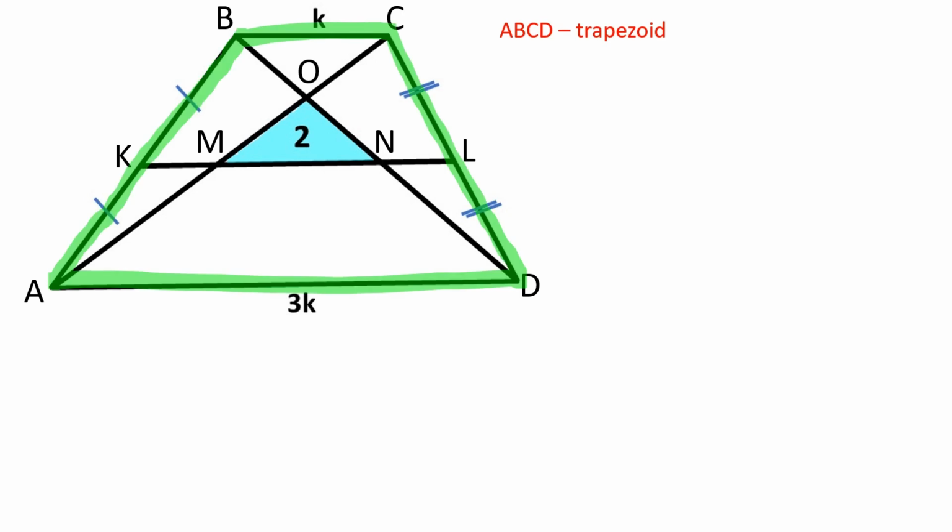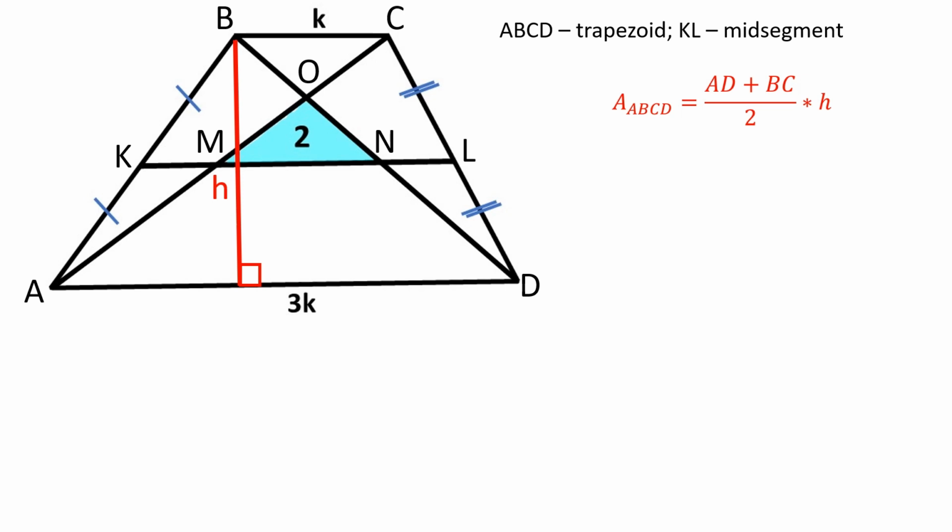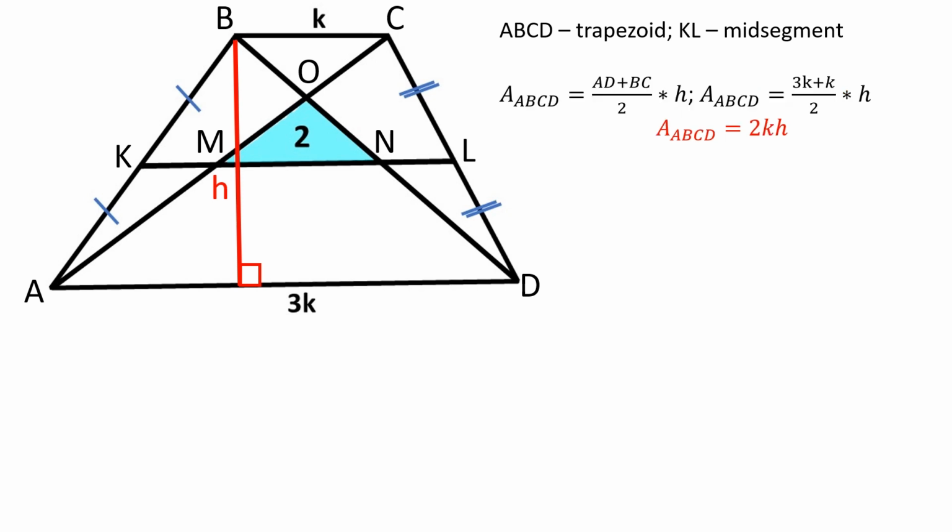ABCD is a trapezoid. KL is its mid-segment. AC and BD are its diagonals. The area of a trapezoid is equal to half the sum of its bases times the altitude. Let's sub in the variables. The area of the trapezoid ABCD is equal to 2 times the product of K and H.